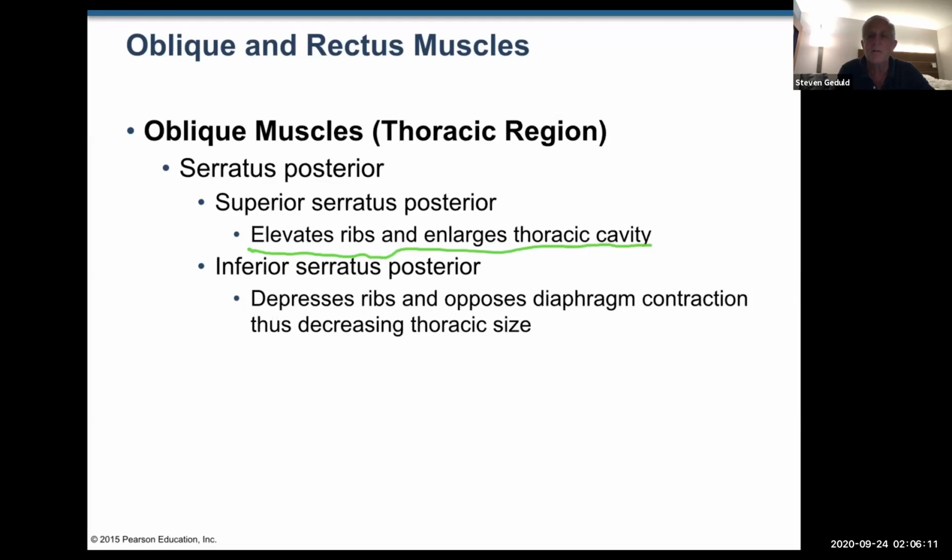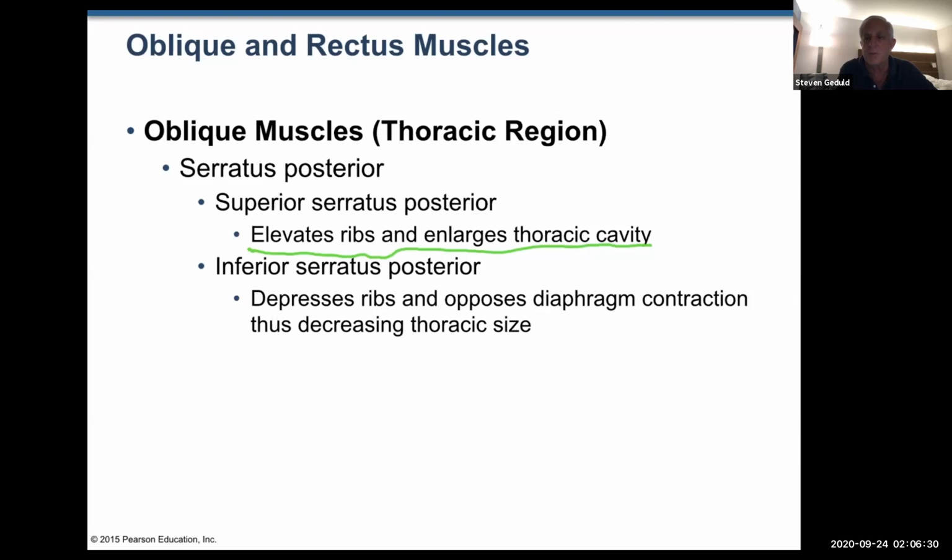What's the function? Aid, perfect. Because when the diaphragm contracts, it increases the size of the thoracic cavity, allows the lungs to expand and air to flow in. So the superior serratus posterior helps elevate the ribs, which pulls up and enlarges the thoracic cavity.